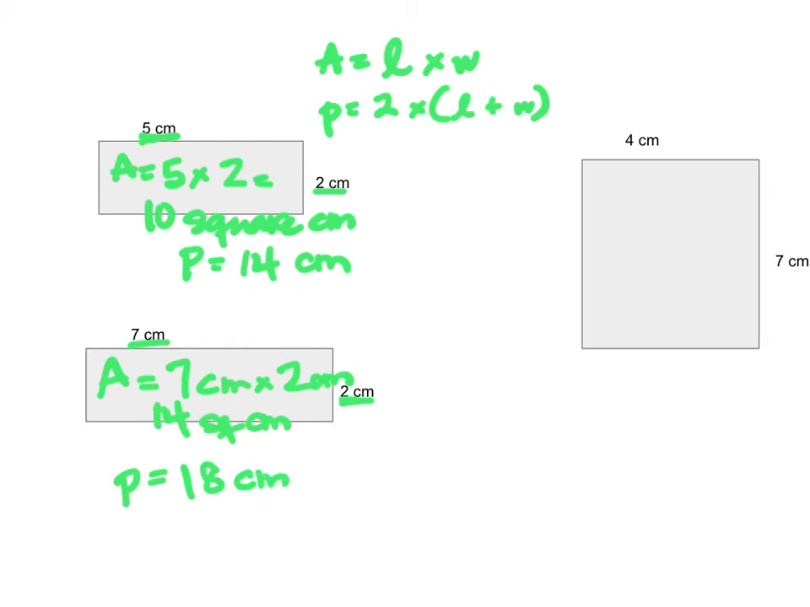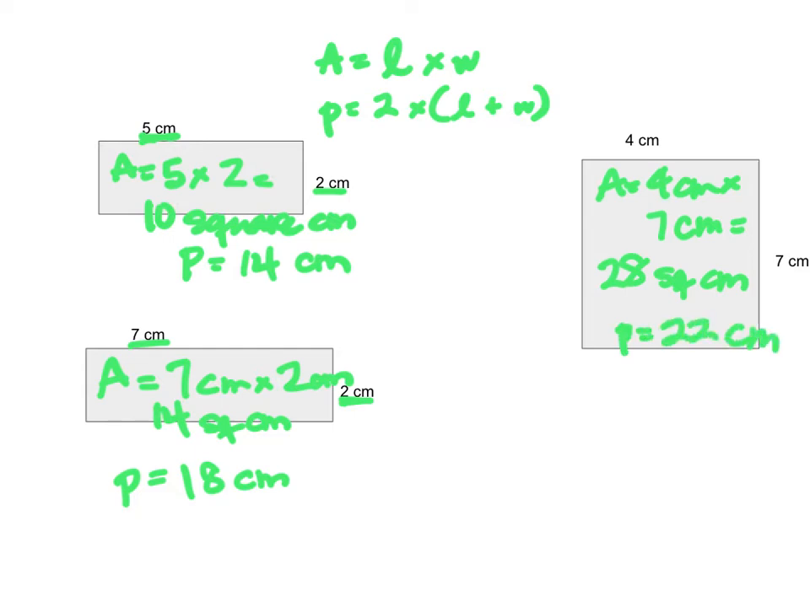Alrighty, let's look at this last one. Same thing, pause the video, figure out the area and perimeter, and then come back. All right, area. Our area is going to be the length times the width, 4 centimeters times 7 centimeters, and that equals 4 times 7 is 28 square centimeters. The perimeter is the length plus the width, 4 centimeters plus 7 centimeters, or 11 centimeters times 2. So our perimeter is 22 centimeters. All right, let's move on.